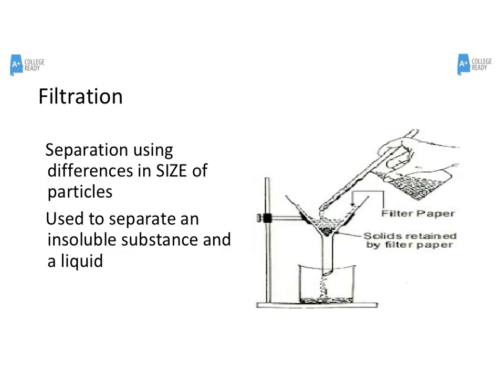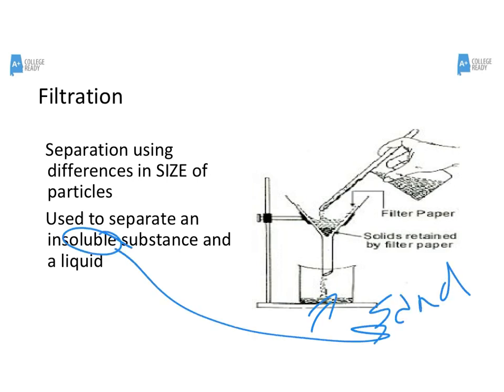Filtration is separation using differences in size of particles. It's also used to separate an insoluble substance and a liquid. In this case, we have sand and water. So here is the sand being collected in the bottom. This is the insoluble substance that we're talking about, sand, which has been mixed in with some water. And we're using the idea that water molecules are so much smaller and are able to come through the filter paper, while the sand particles are so much larger and are stopped by the filter paper.